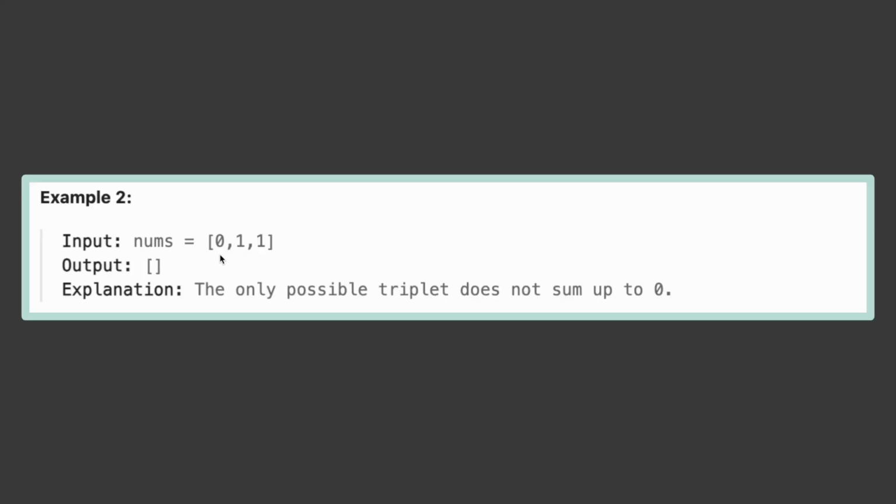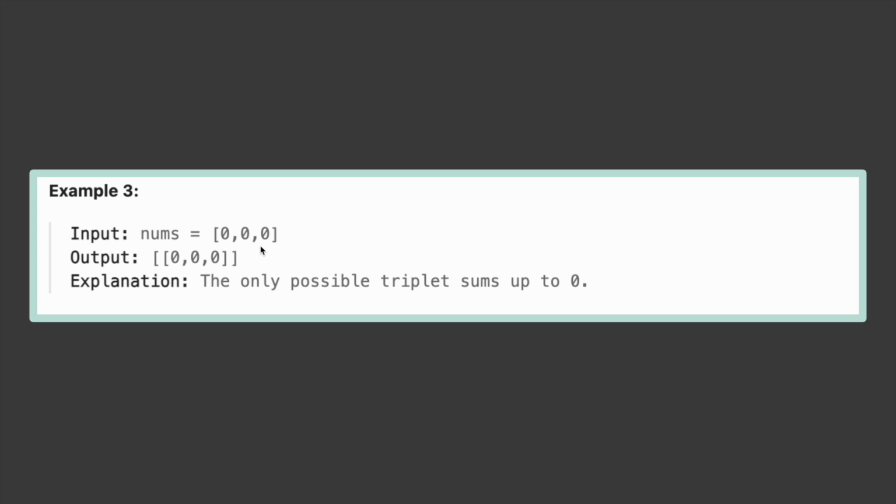The second example, there's only one possible triplet and it does not sum up to 0. And the third example, there's only one possible triplet and it does sum up to 0, so our output is this array of this triplet, 0, 0, 0.